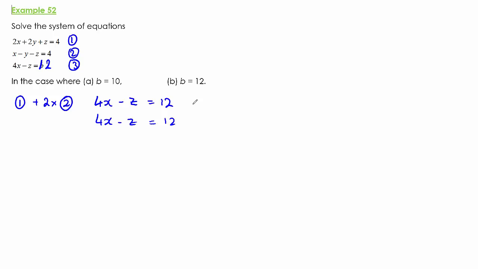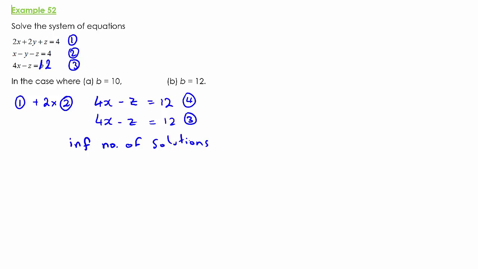I think I renumbered this to 5 in part A. It doesn't really matter. This one is 3. Let's call this one 4. And we can see they're identical. So these are consistent equations. So we know that this gives us an infinite number of solutions. We know that none of the planes were parallel. Therefore, it must be a line of solutions.